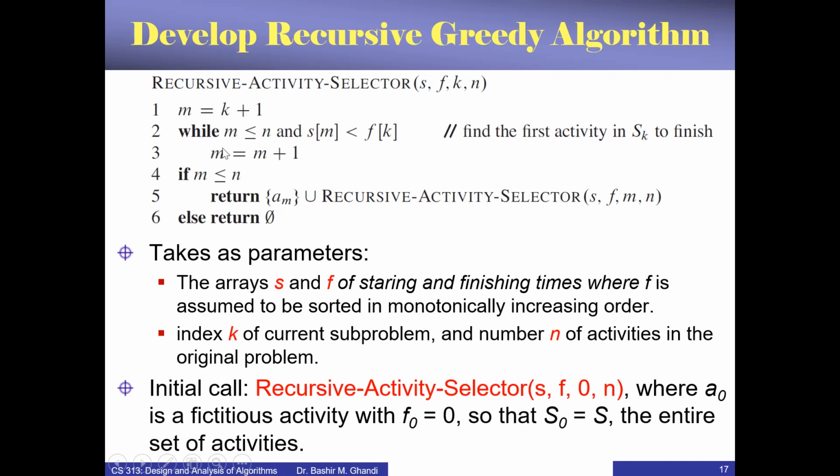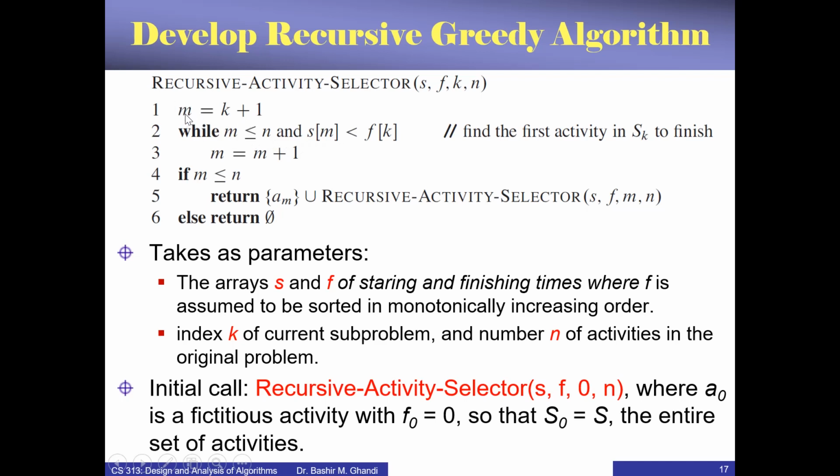The loop says while m is less than or equal to n and the starting time of m is less than the finishing time of the current activity, increase m by 1. In other words, we're going to go through all the activities starting from m, trying to find another activity that is compatible with the one that we have just chosen.